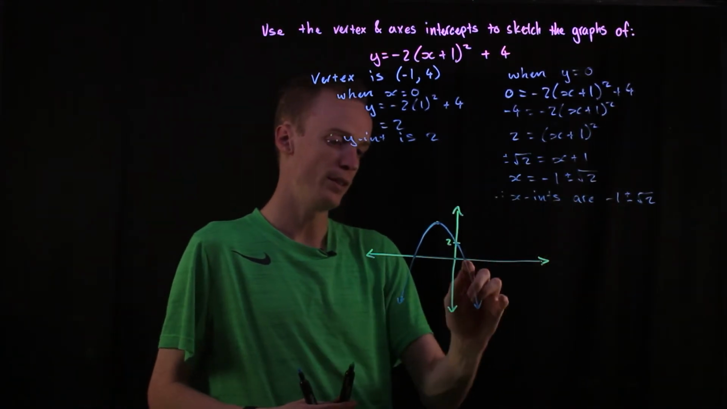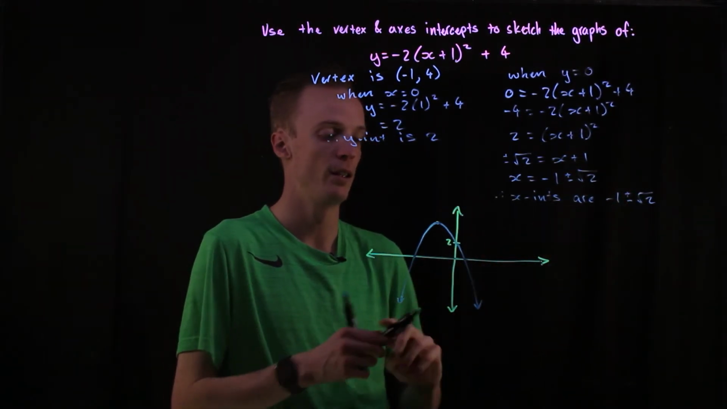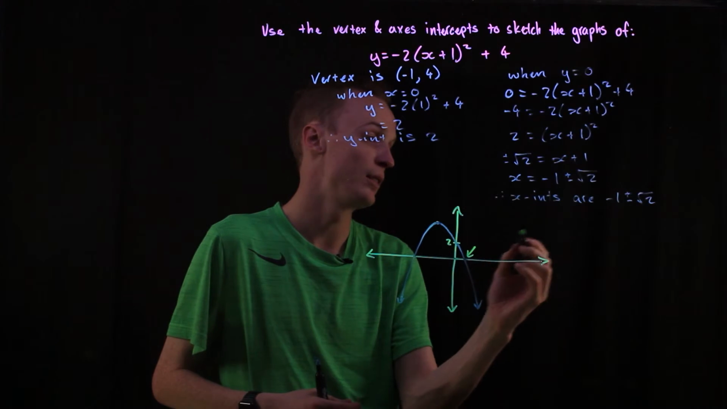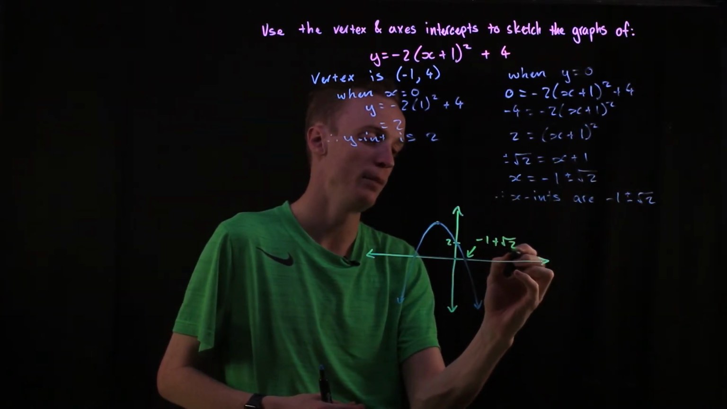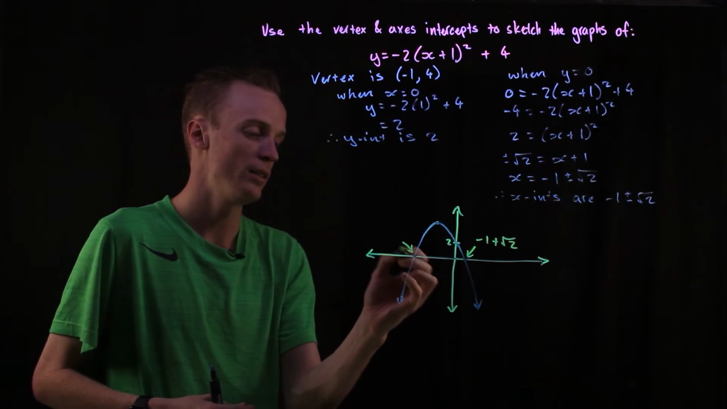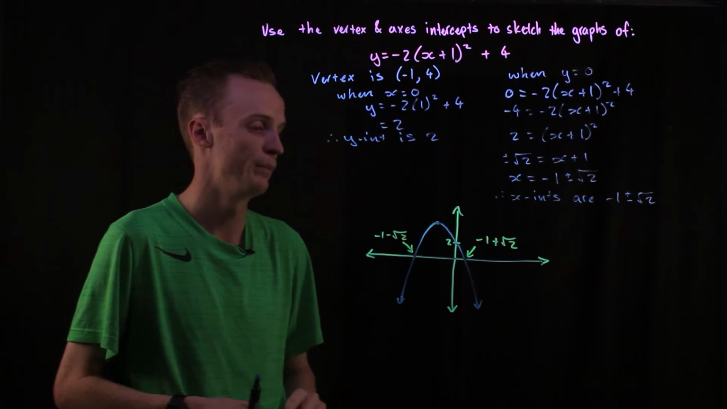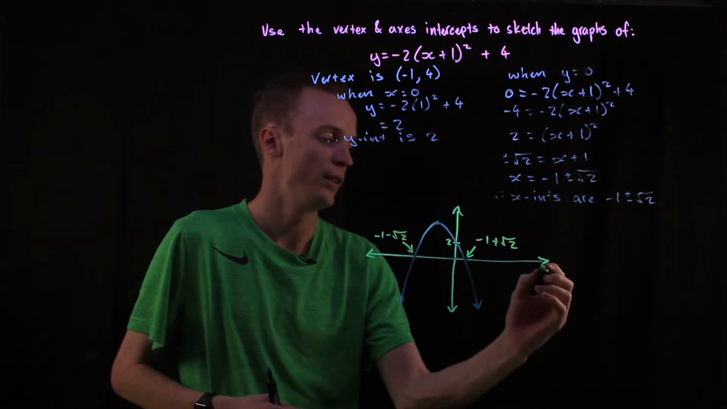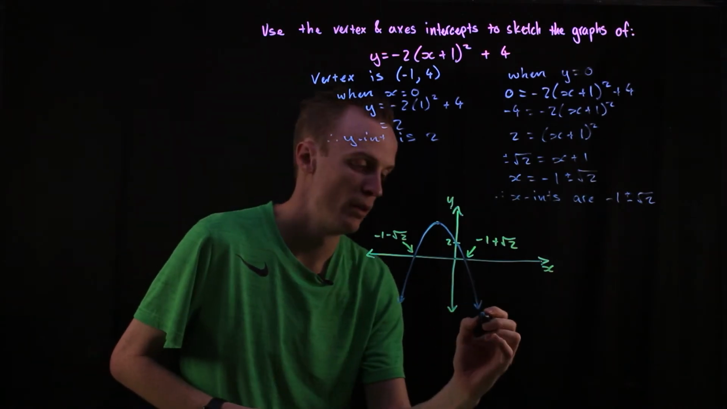So to find this one here, this is when I'm adding. This one over here is when I'm subtracting. So this one here is going to be when it's -1 plus the square root of 2. This one here is going to be when it's -1 subtract the square root of 2. And now I just fill in the remaining information, so my labels of all the graphs.